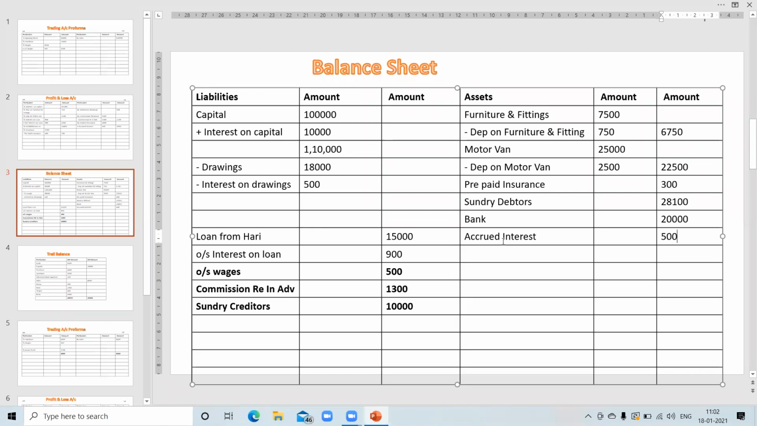yes, but here one building I forgot to add. So sir, check, the building amount for example is a 15,000.